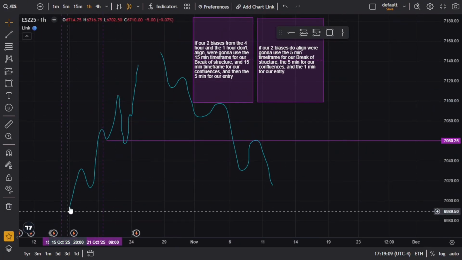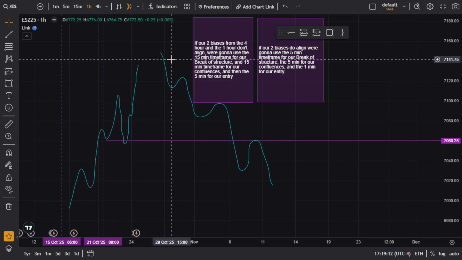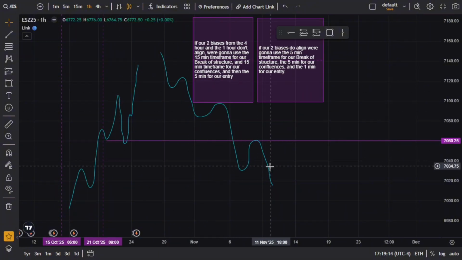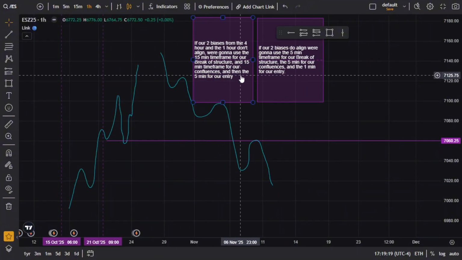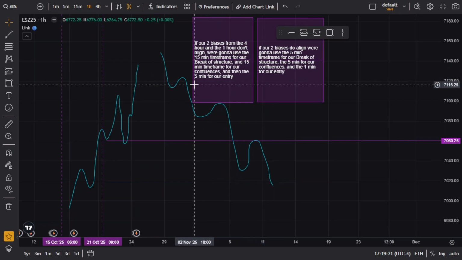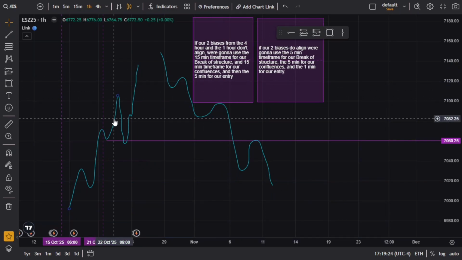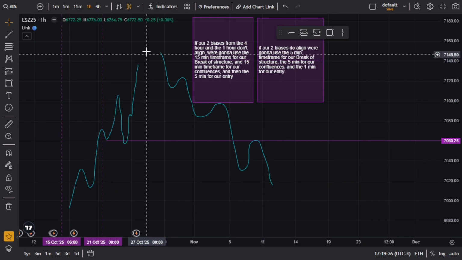Yeah, so if we don't align with each other, if we're in an uptrend on the 4 hour, and we check the 1 hour and we're not aligned, we're going to be using the 15-minute for our breaker structure, the 15-minute for our confluences, and then the 5-minute for our entry. But if they do align, let's say it's an uptrend on the 4 hour and the 1 hour is also an uptrend, we're going to be using the 5-minute time frame for our breaker structure, the 5-minute for our confluences, and then the 1 minute for our entry.